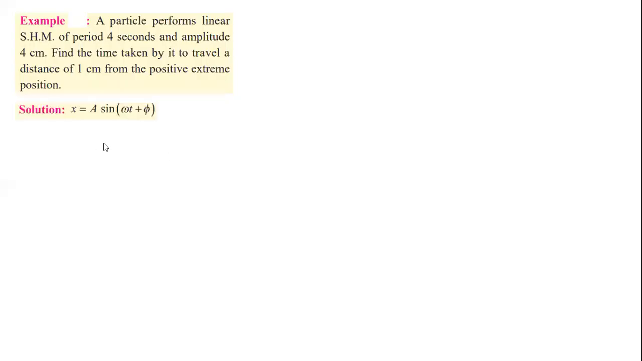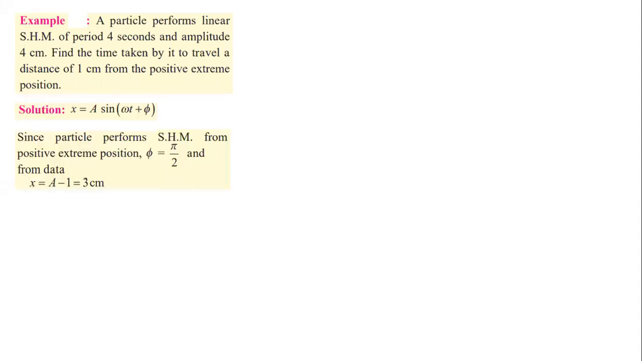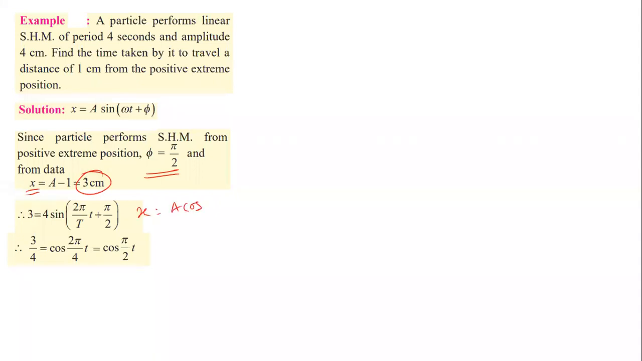In the solution here, we know this formula x is equal to a sin omega t. And if the particle performs SHM from the extreme position, then displacement we can write 3 centimeter. So the displacement is 3 centimeter and the phase at the extreme position is pi by 2. Okay? Or you can directly use this formula also, x is equal to a cos omega t. Then also it's okay. And after substituting these values, the answer is coming 0.46.